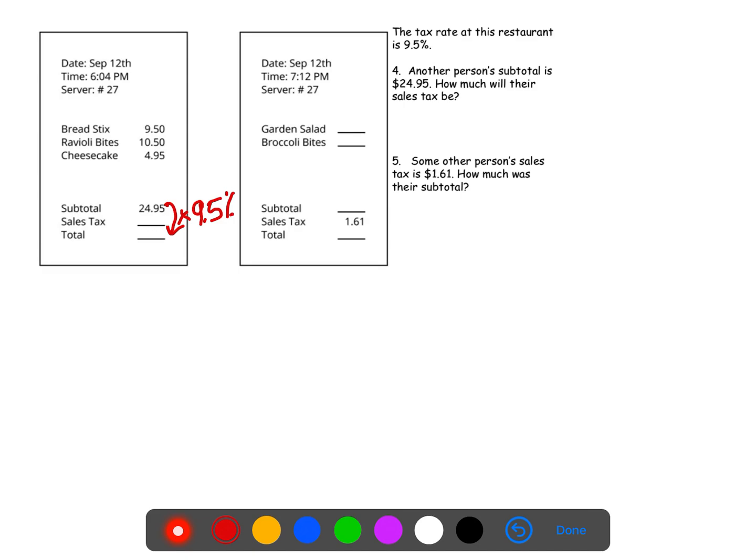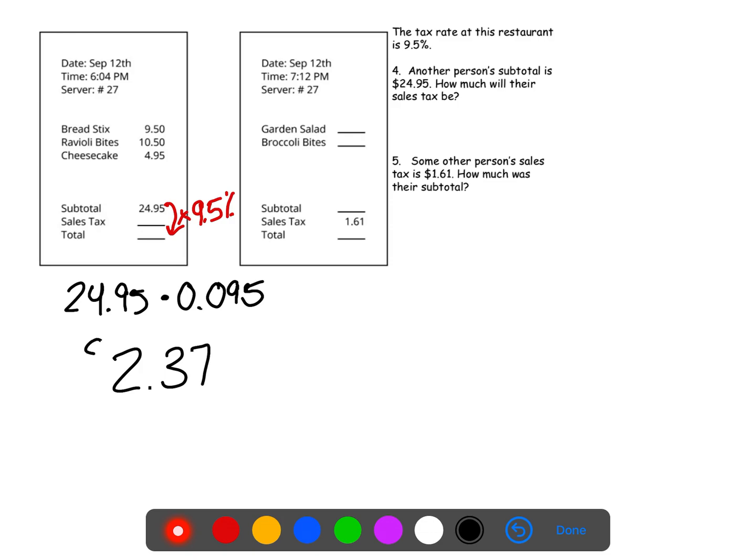So let's do that. If we take and multiply this, remember we're not going to push 9.5 in our calculator. This is 9.5%. So we need to take 24.95 times 0.095. That'll tell us that the sales tax is going to be $2.37.